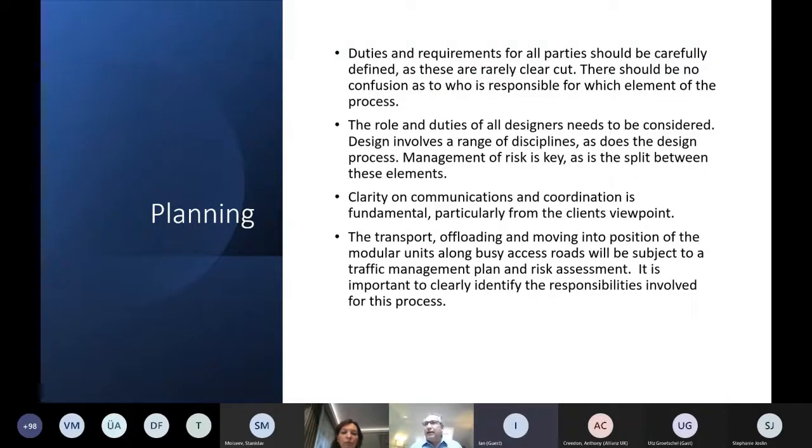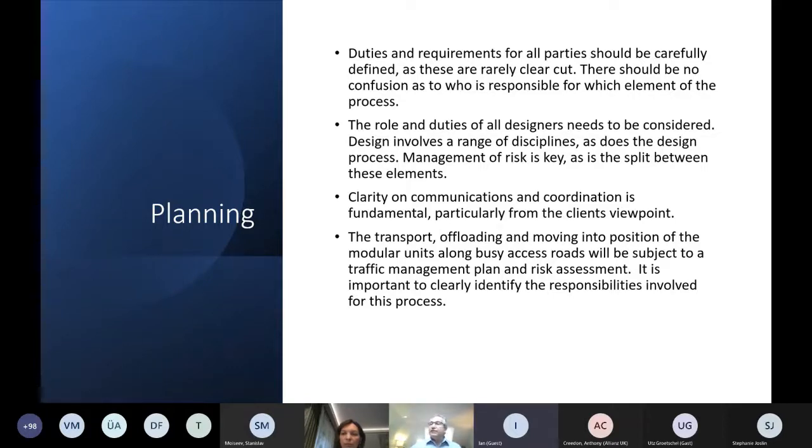Planning, I think one of the things that we have agreed in the paper, and I think we can't emphasize enough, is that planning is really the trick. And as an insurer and as a risk engineer, we need to be able to assess that. Is there enough planning? Is there enough coordination? Are the duties and requirements of all parties carefully defined? Does everybody know what they need to do, when they need to do it, and how they need to do it? The role and duties of the designers need to be considered.